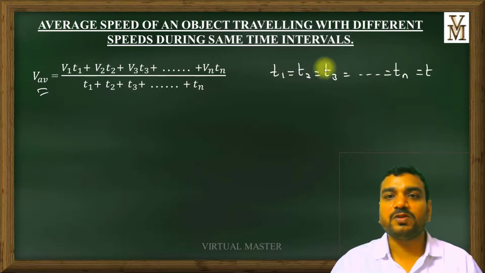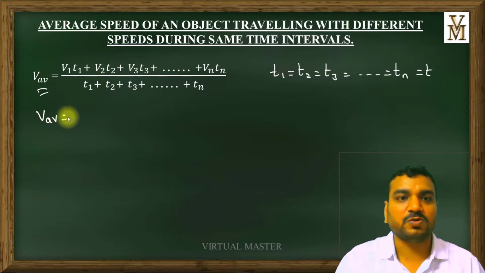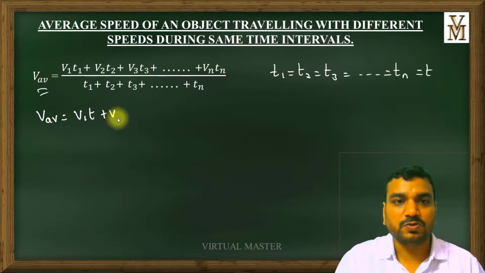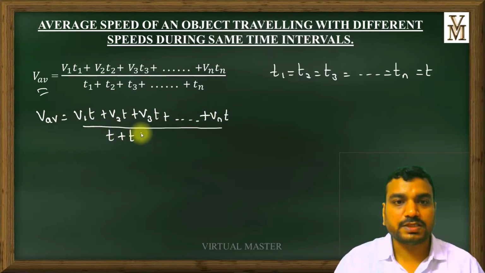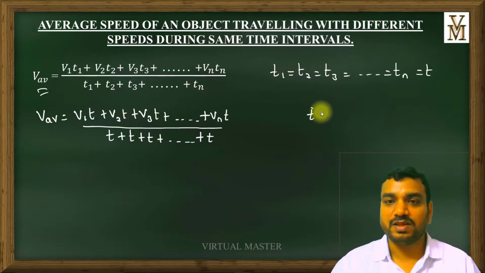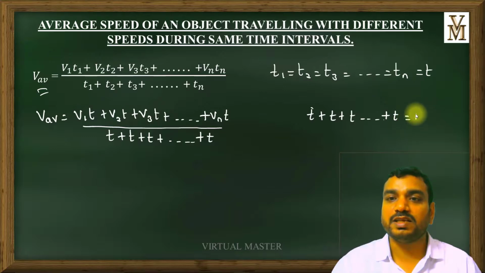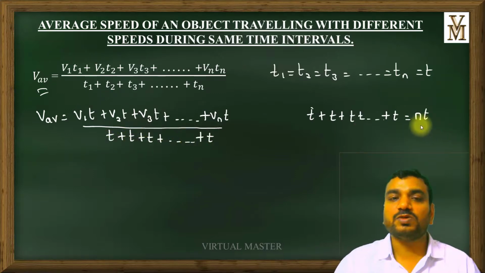Now if you substitute the value of T1, T2, T3 and Tn as T in this equation, you are going to get VAV equals V1 into T plus V2 into T plus V3 into T plus Vn into T, divided by T plus T plus T up to n times. Now, if you add T n times, that is T plus T plus T up to n times, you are going to get n into T. So, I am going to substitute this term with n into T.